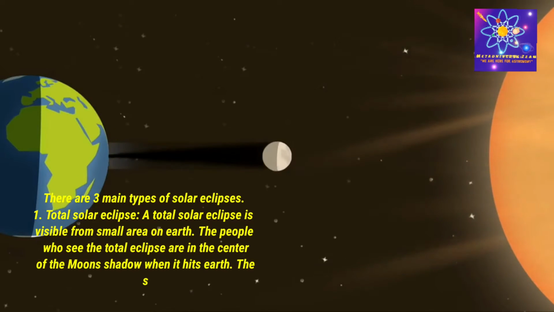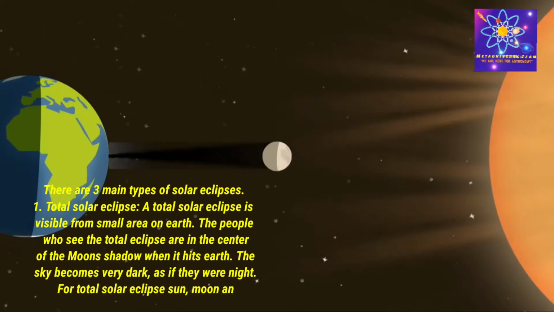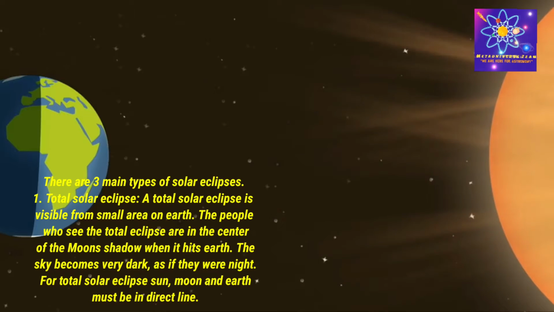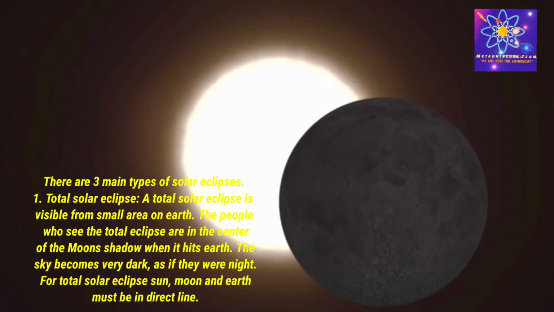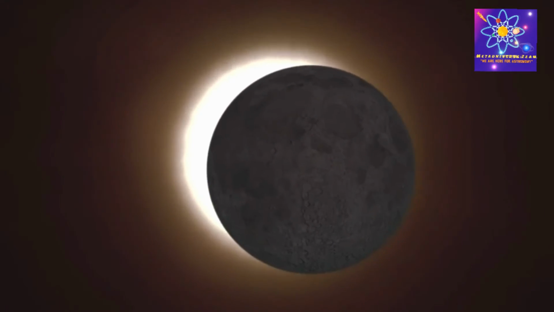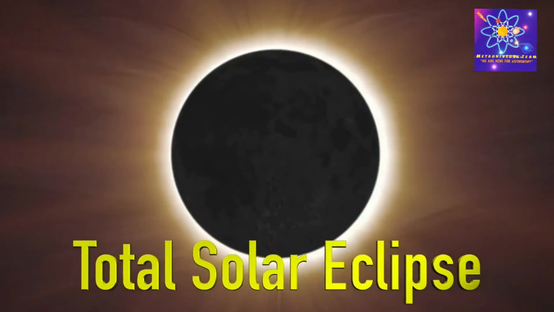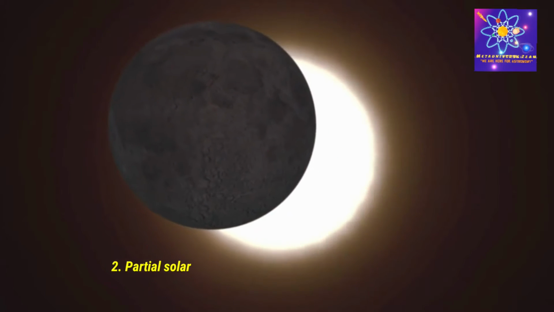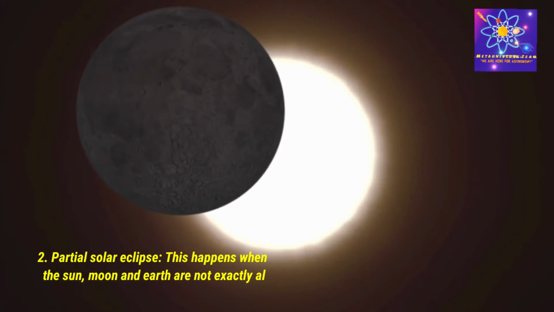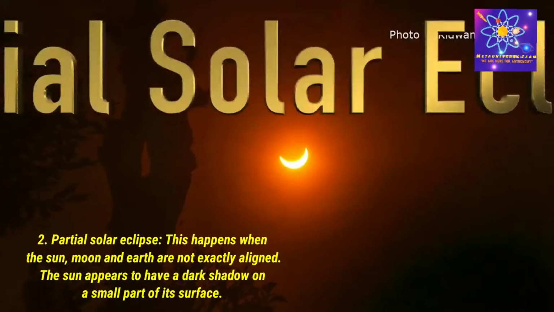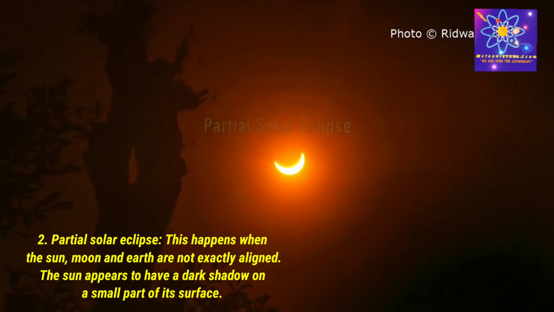Total solar eclipse. A total solar eclipse is visible from a small area on Earth. The people who see the total eclipse are in the center of the moon's shadow when it hits Earth. The sky becomes very dark, as if it were night. For a total eclipse, sun, moon, and Earth must be in direct line. Partial solar eclipse. This happens when the sun, moon, and Earth are not exactly aligned. The sun appears to have a dark shadow on a small part of its surface.